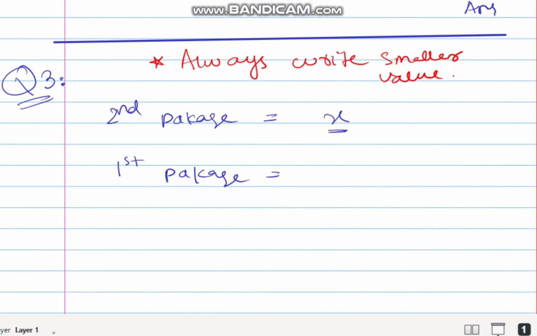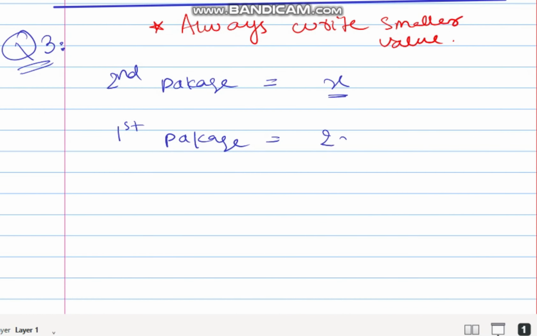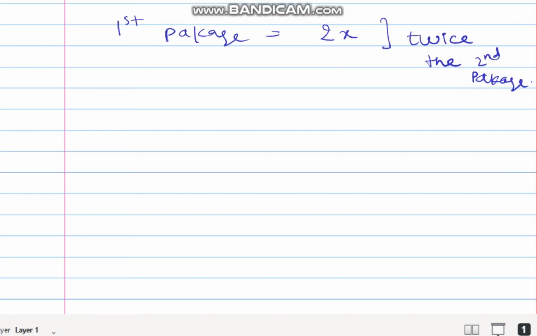So let me write here, students, note the point. The first package will be 2x because it is twice, two times greater. Twice or two times is the same thing. Twice the second package. So I'm writing therefore: the first package is 2x and the third package will be 3x.